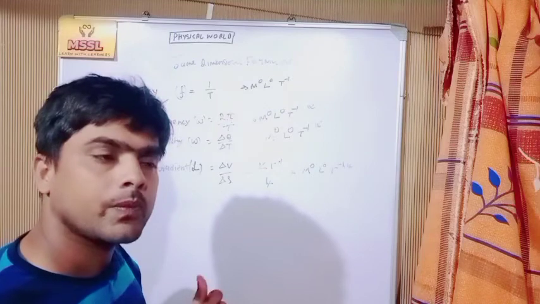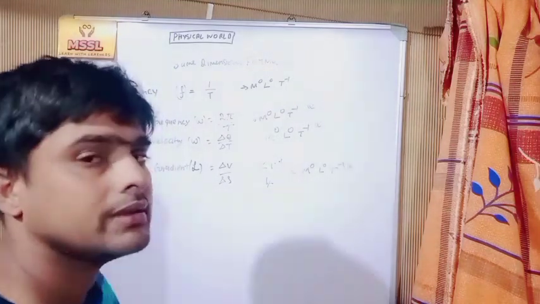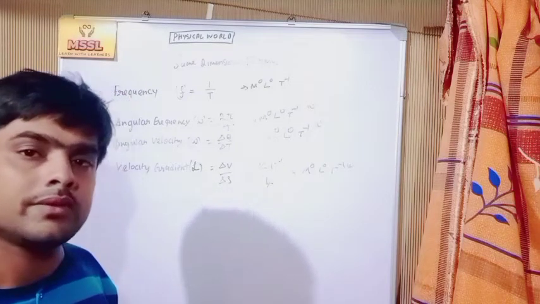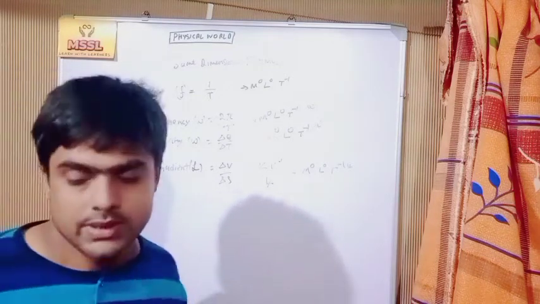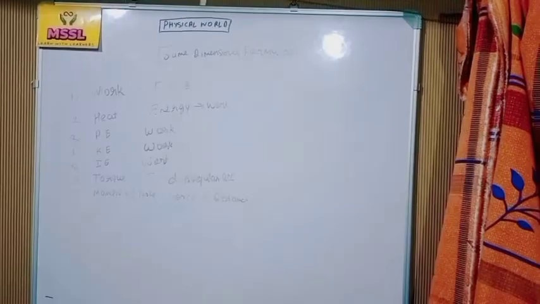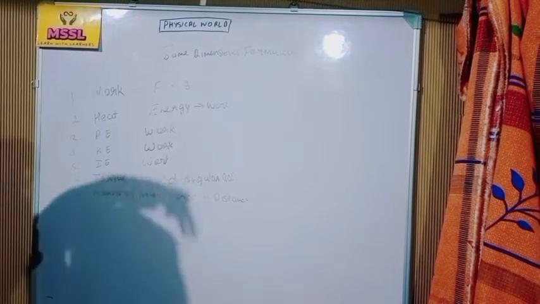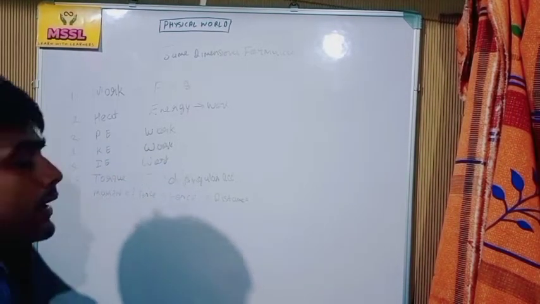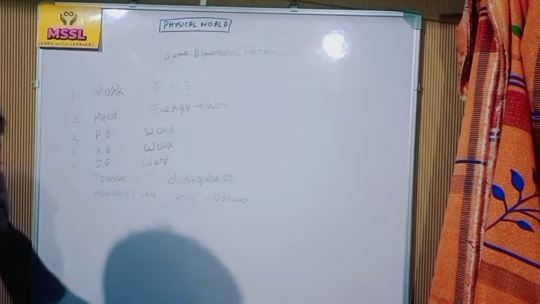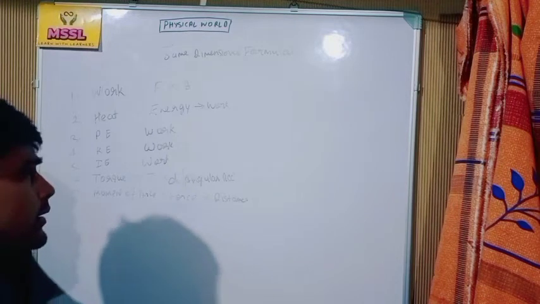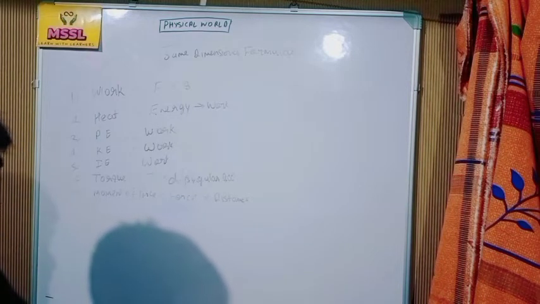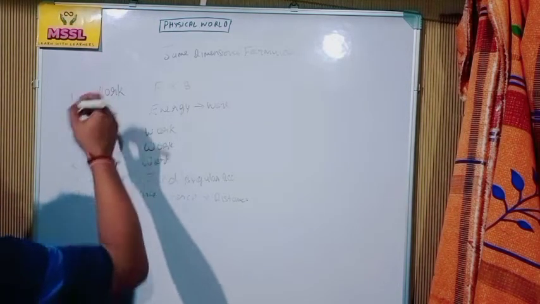Just have a look for a second. We'll come to the next quantities which have the same dimensional formula. Here are the 7 physical quantities which again have the same dimensional formula. Although the terms are different, they are all the same. Let's see how.